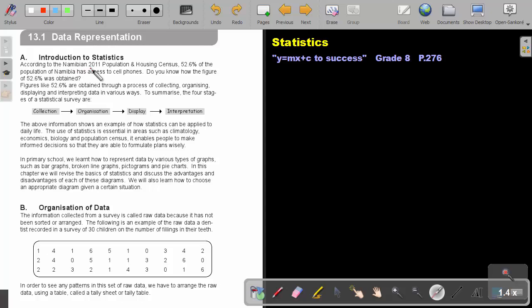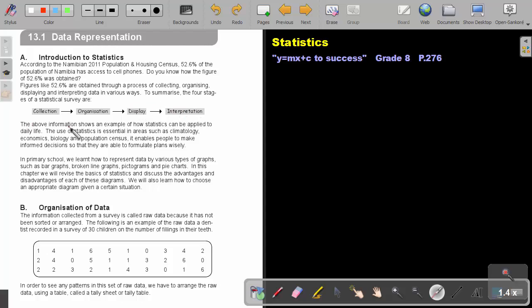According to the Namibian 2011 Population and Housing Census, 52.6% of the population of Namibia has access to cell phones. Do you know how the figure of 52.6% was obtained? Figures like 52.6% are obtained through a process of collecting, organizing, displaying, and interpreting data in various ways. To summarize, the 4 stages of a statistical survey are collection, organization, display, and interpretation.